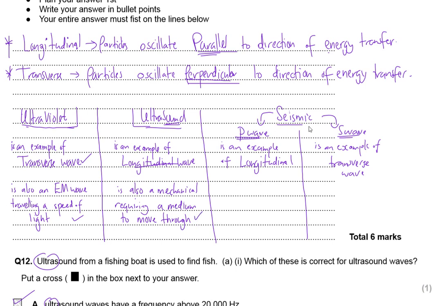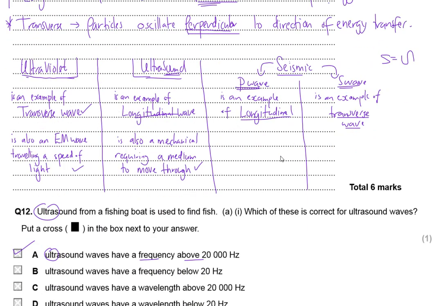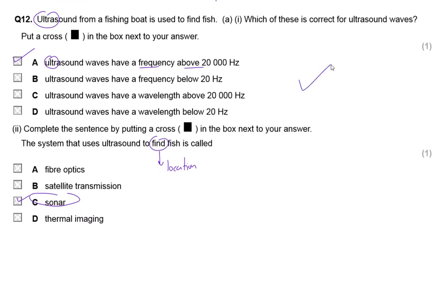Now seismic wave, there are two types. There's P wave and S wave. Now S wave, if I tilt the S wave, you see that S goes down, up, and down. So this is a transverse wave. Okay, this means that automatically the P wave is going to be a longitudinal wave. Here we go, done. Now this one is an easy question.